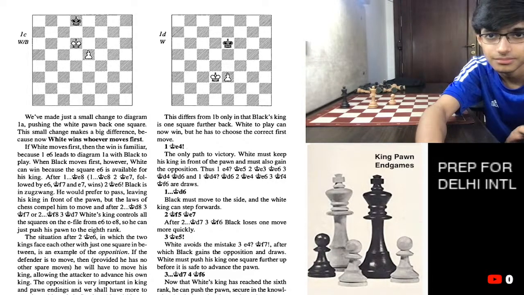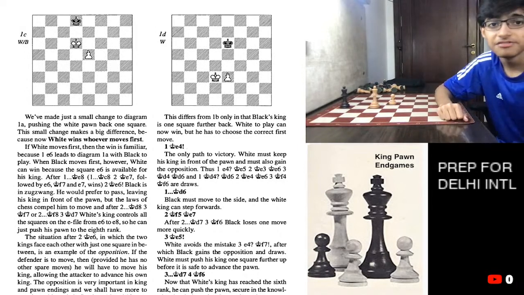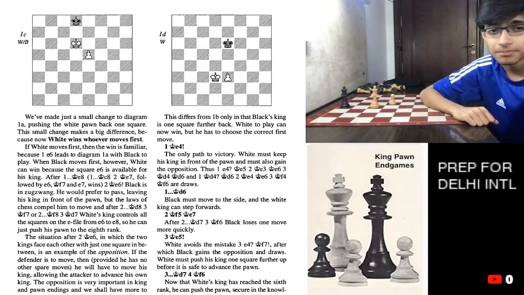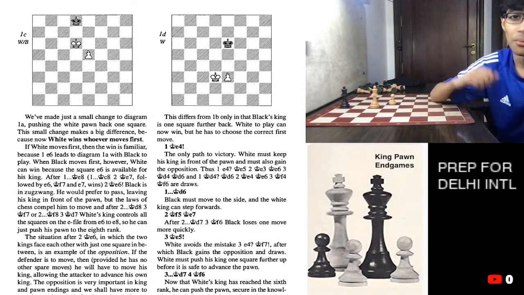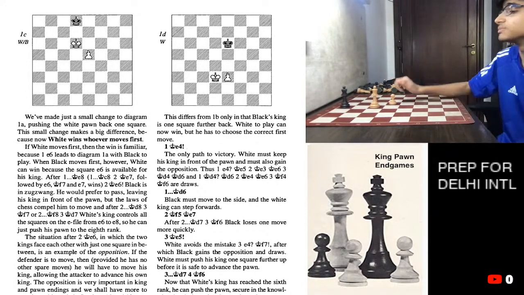So with either king f6 or king d6, black has king d8. Alright, okay, coming back to the position. We've made just a small change to the diagram, pushing the white pawn one square back. White wins whoever moves first in such a position.